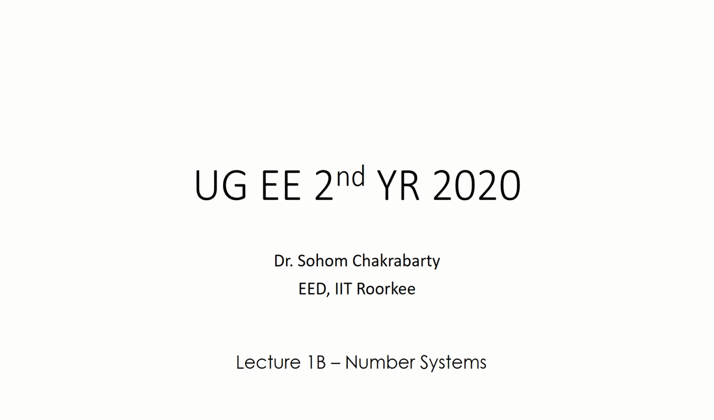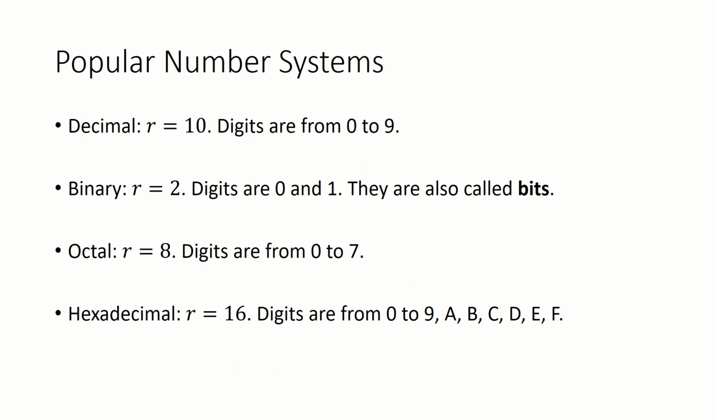So, we had been discussing numbers and we saw how a number is represented in a general number system with a general radix R. In this lecture we will be focusing on a few of the number systems, which are the decimal, binary, octal and hexadecimal. So, these are the popular number systems.